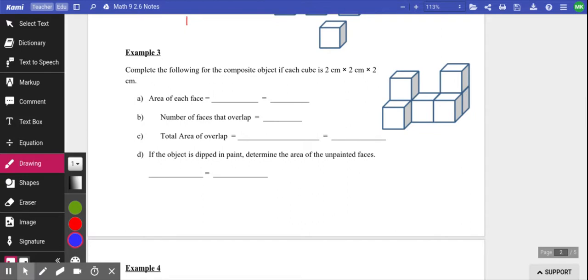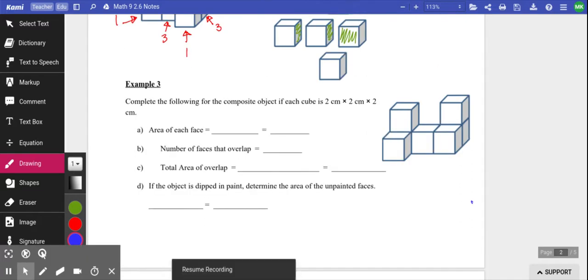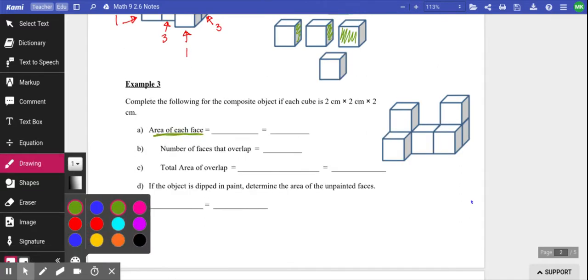Number 3, I want you to try on your own. So see if you can find the area of each face. See if you can find the number of overlap. Then see if you can find the total area of the overlap. I'll give you a chance to try it on your own, and then I will go through it. The first question it asked you to answer was the area of each face. So if you did the area of one face, what would you do, Jake?